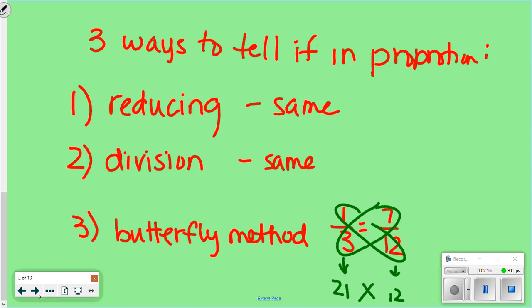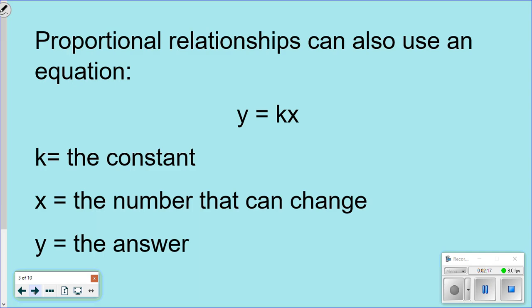Okay, so looking at a table, you can actually create an equation from something that's in proportion, okay? And this is the equation. A lot of times when we look at things, it's going to be in a table or in a graph. Today, everything's going to be in a table, I believe. Well, I think so anyway. And we are going to give it an equation. So this is the equation we're going to use. It's actually known as a direct variation.